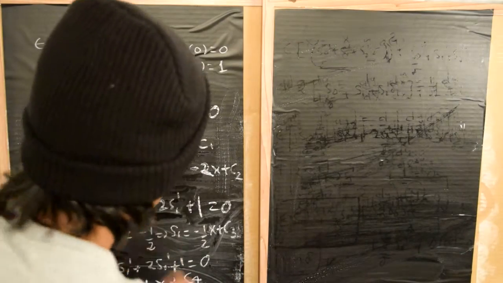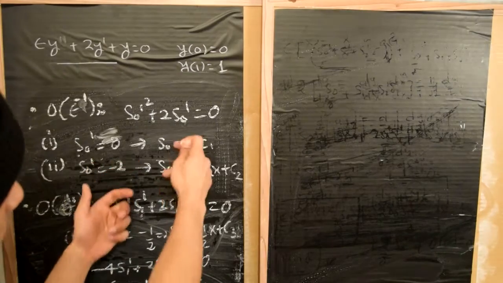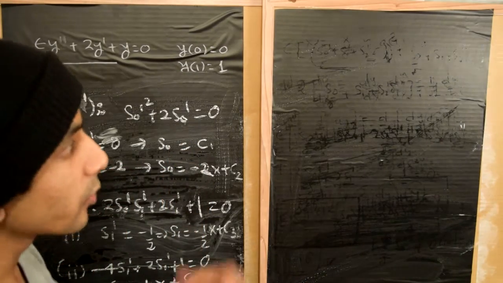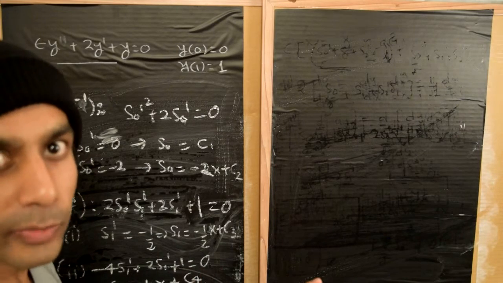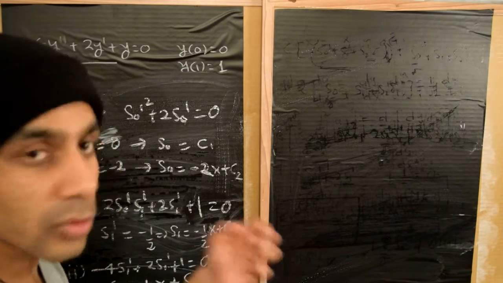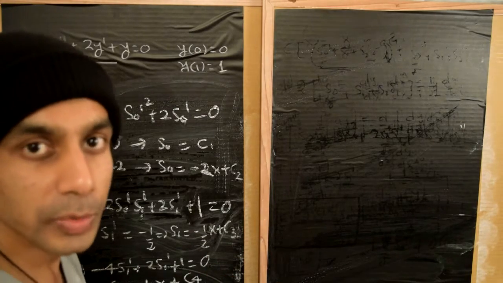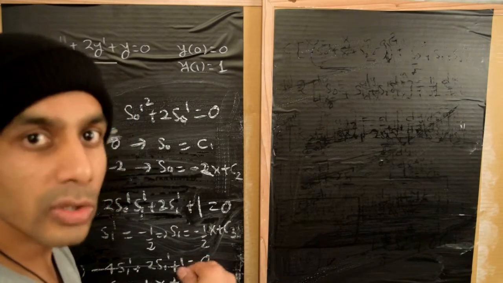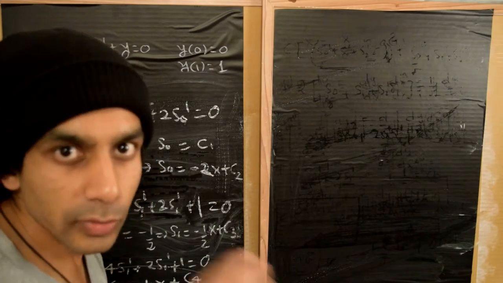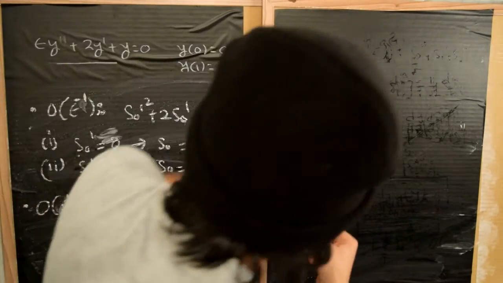so our solution, so we have two values for S naught and two values of S1. So we have two solutions for y, and our overall solution will, just like when we are working with linear differential equations with constant coefficients, if you have two solutions, the overall solution is a linear superposition of those two. So in this case also we'll have two solutions, and the overall solution will be a linear superposition of those two solutions. So let's look at what's the first solution.